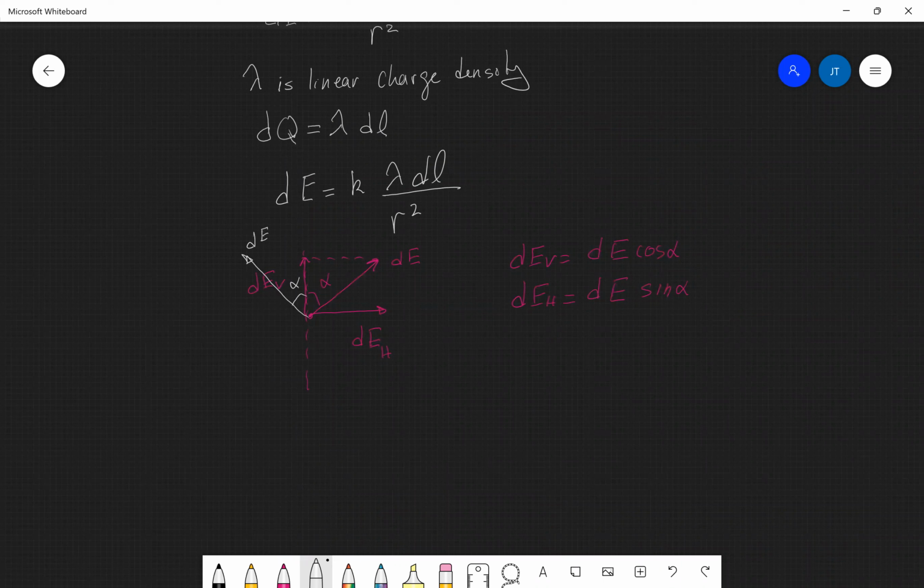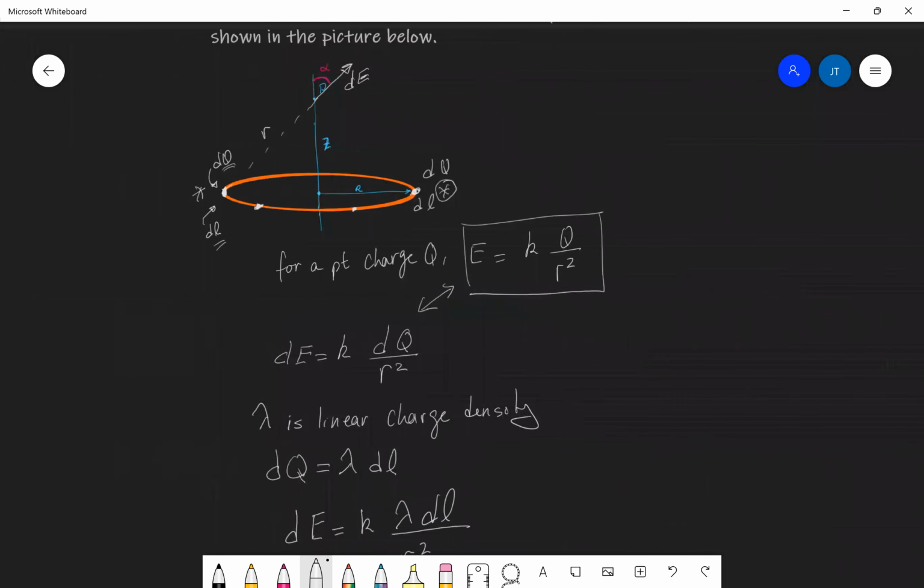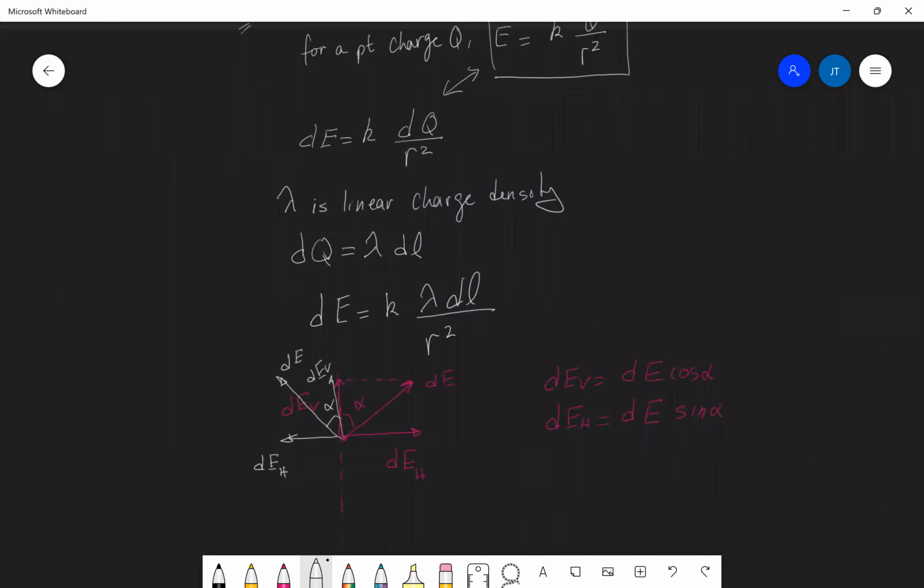Also making an angle alpha because of the symmetry of the problem. And when I break it up, I'm going to get here dE horizontal, and right here dE vertical. And for every dq, for this one right here, across the diameter, along the diameter through the center, I have another dq here that's going to have a similar configuration for the electric fields.